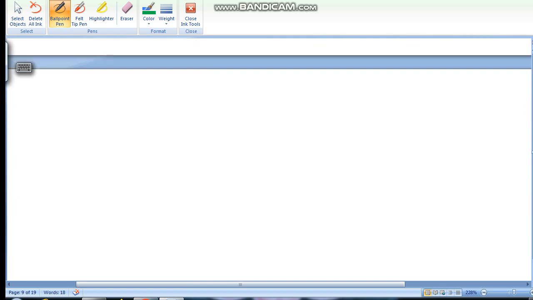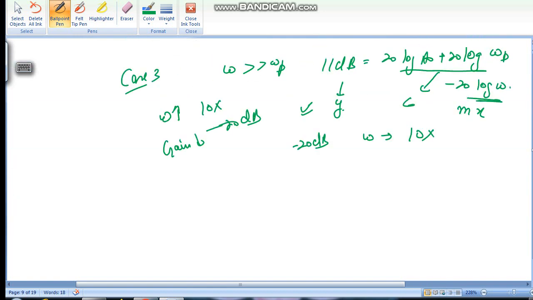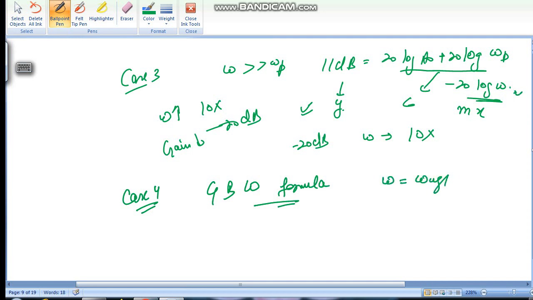Now let's consider case 4, in which we will give the gain bandwidth formula. So in this case, let's consider omega equals omega UGB, and omega UGB means unity gain bandwidth.